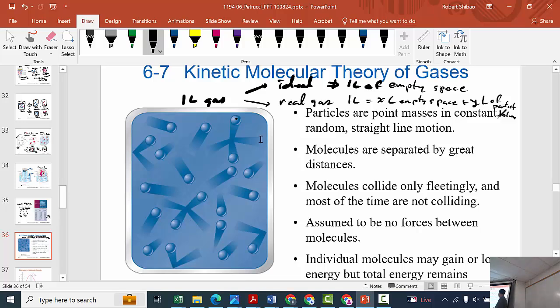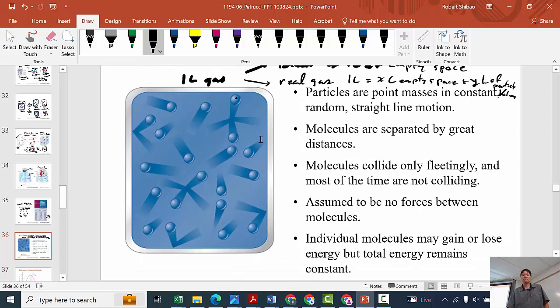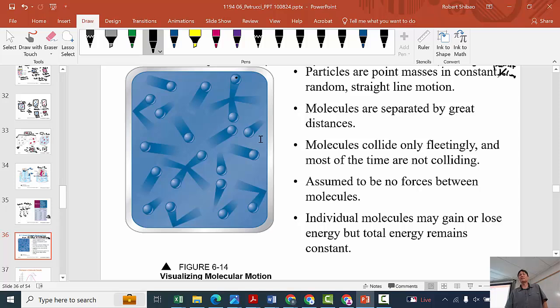When it says separated by great distances, it's like 100 nanometers or a micron, because the atoms are so small. So we can calculate, if it's under high vacuum, then it can travel miles without hitting anything. And so it's great distances relative to the size of the particles themselves.